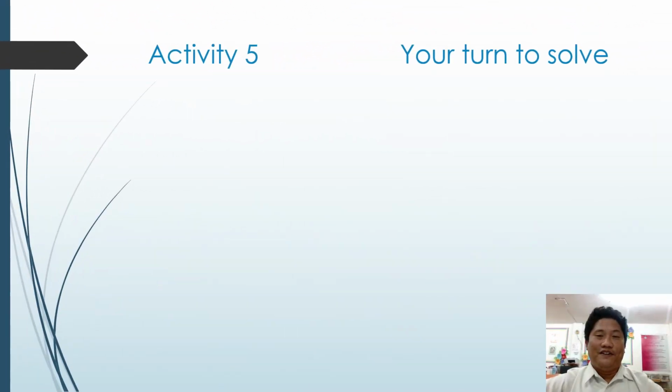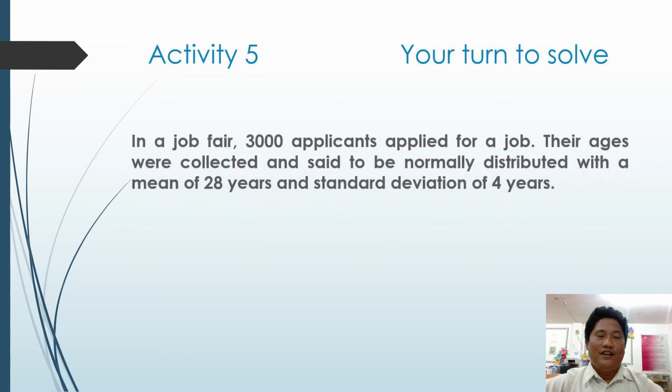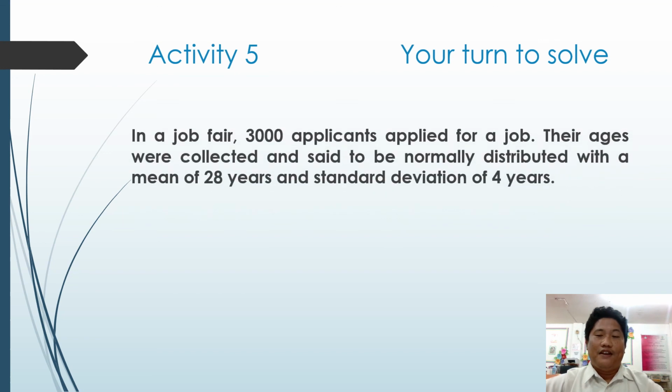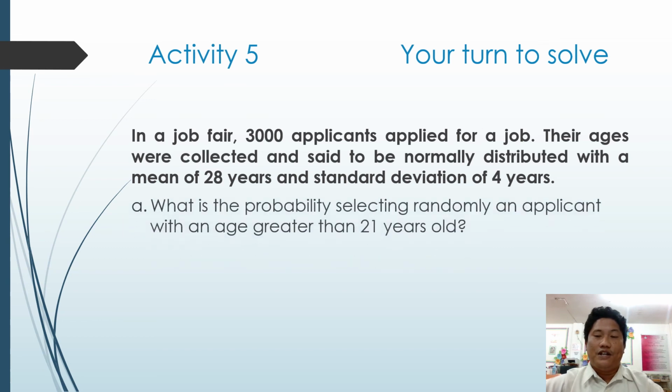Activity number 5, your turn to solve. In a job fair, 3,000 applicants applied for a job. Their ages were collected and said to be normally distributed with a mean of 28 years old and a standard deviation of 4 years. First question is, what is the probability of randomly selecting an applicant with an age greater than 21 years old? And how many applicants are below 30 years old?